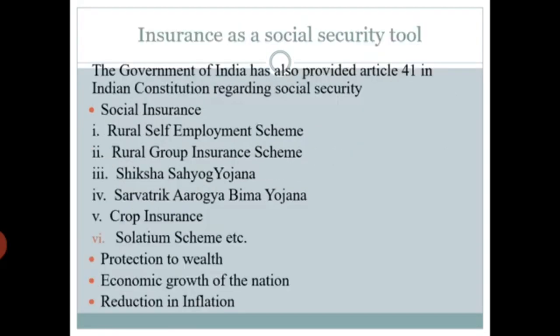The government of India has provided Article 41, in which the provisions related to insurance as a social security tool are given. Now, how can insurance be treated as a social security tool, or what are the provisions included in insurance which benefit the society at large? See, the first one is social insurance.